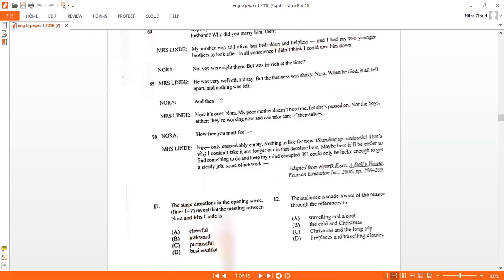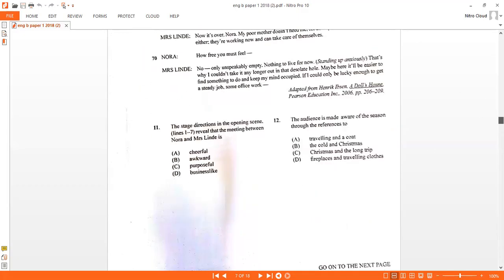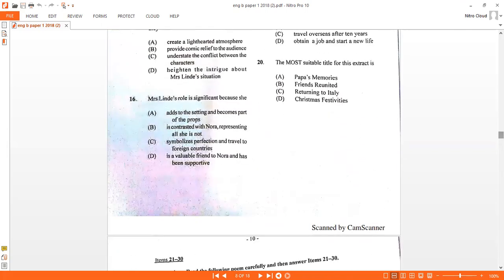If we look back at the extract, the very last line, she says it. She says, "No, only unspeakable emptiness." So she's saying that she feels, Nora says, you must be free, your kid's not bothering you, you can live your own life. She says, "No, unspeakably empty, nothing to live for. That's why I couldn't take it any longer out in that desolate hole," suggesting out into the world. She couldn't manage it out there. So she says, "Maybe here I'll be happier to find something to do and keep my mind occupied." And so we see that she's trying to find a job to do and she wants to actually start over her life.